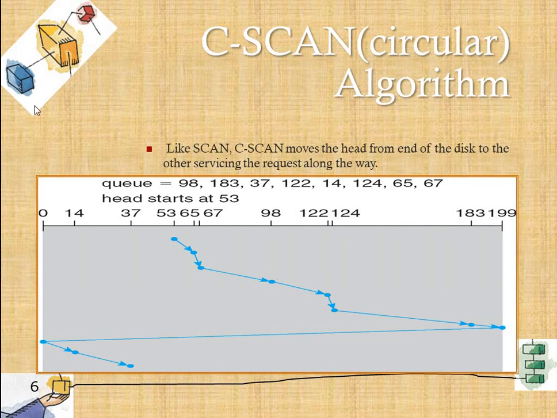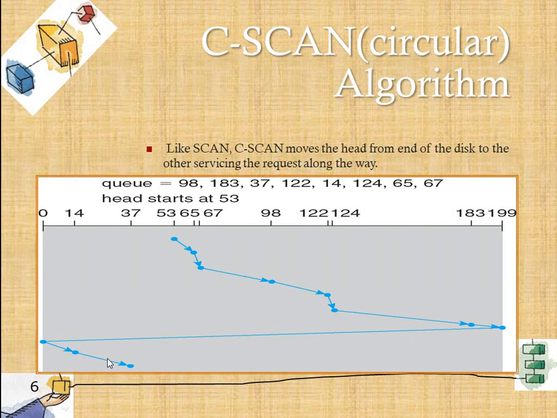So as I said, once it starts fulfilling the requests on one side, that is in one direction, and it has reached the end in that direction, the arm is again returned to the opposite side, that is from the extreme right to the extreme left, returned to the opposite end of the disk, and again the scan begins in the same direction.